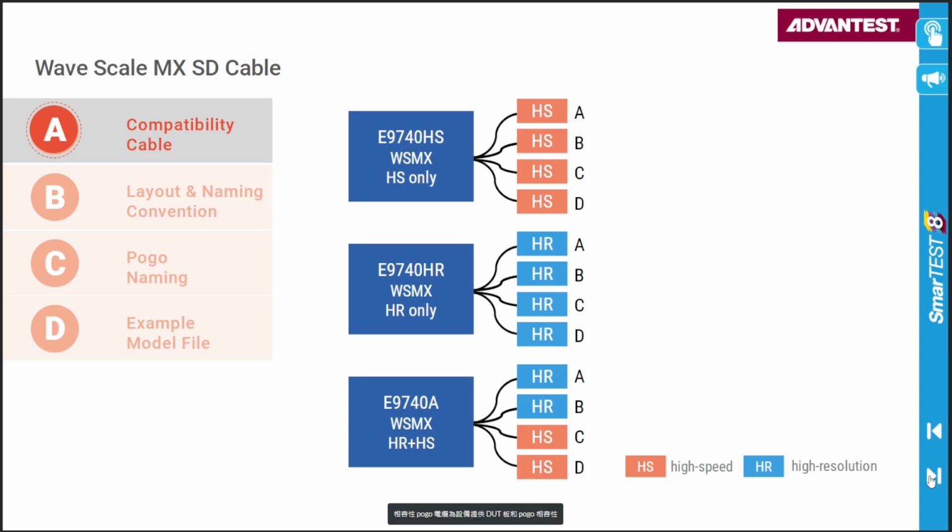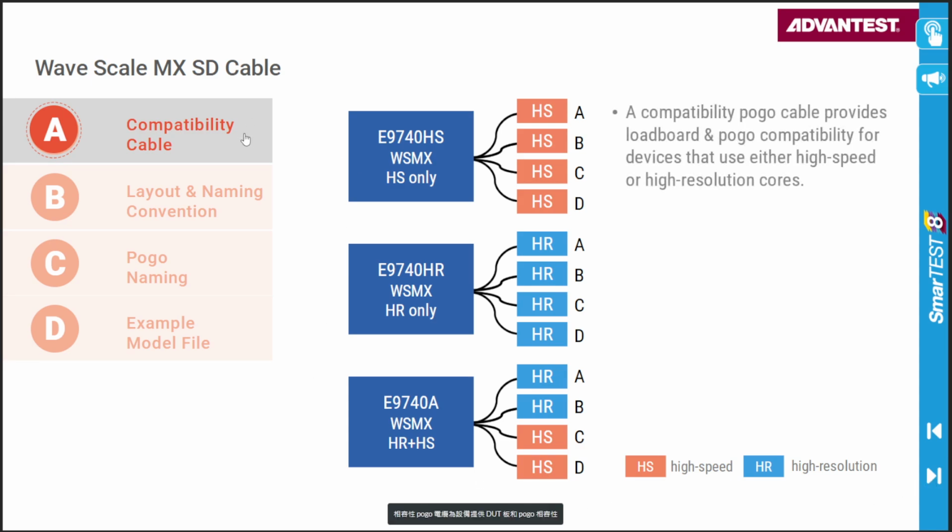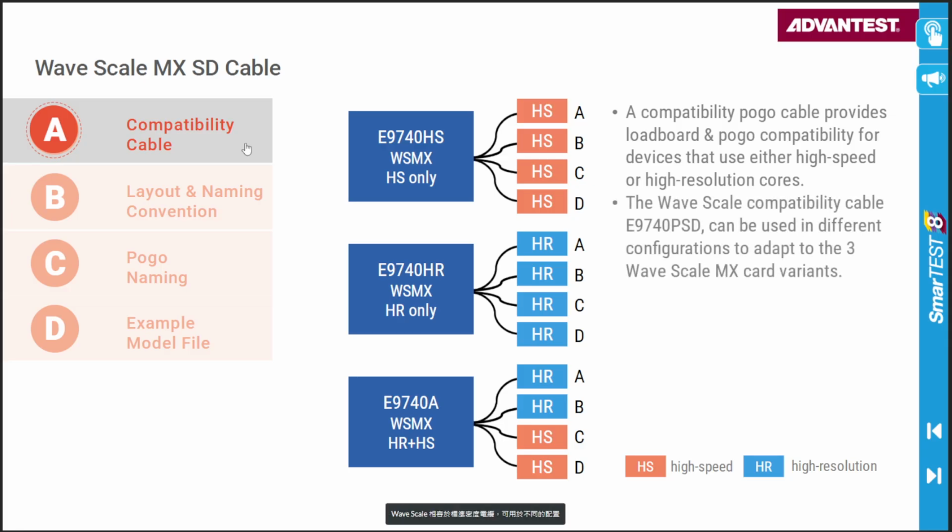The compatibility Pogo cable provides DUT board and Pogo compatibility for devices that use either high-speed or high-resolution cores. It is mainly used when transitioning applications from the AV8 family of cards to WaveScaleMX. The WaveScale compatibility standard density cable can be used in different configurations to adapt to the 3 WaveScaleMX card variants, which are either high-speed, high-resolution, or a combination of both.